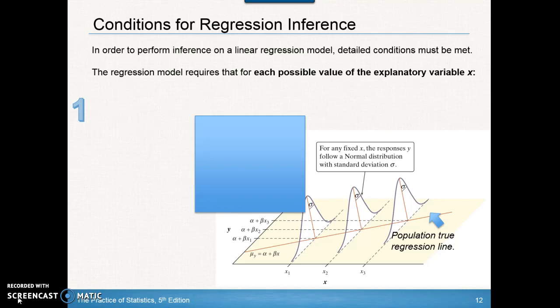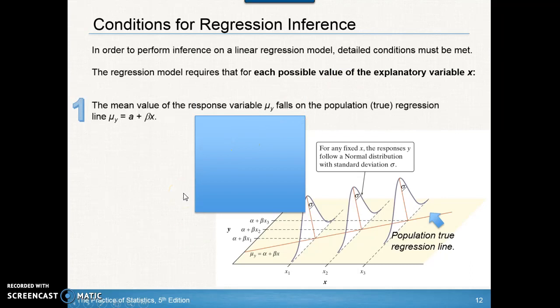Okay, so number one, in order to perform inference on a linear regression model, there's detailed conditions which must be met, which is why they'll almost always be given to you. The regression model requires that for each possible value of the explanatory variable x, the following have to be true. Number one, the mean value of the response variable falls on the population regression line: the mean of y is equal to a plus bx. So that's basically just saying that the mean of y is on the line.